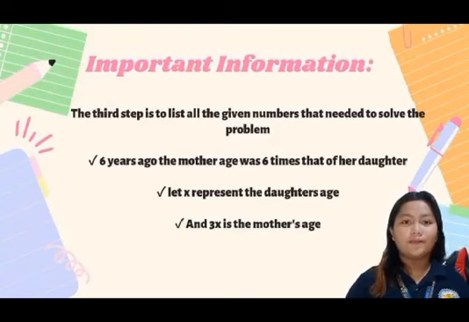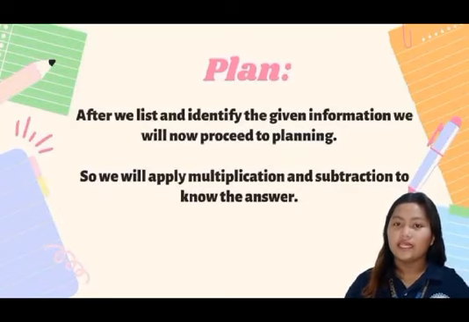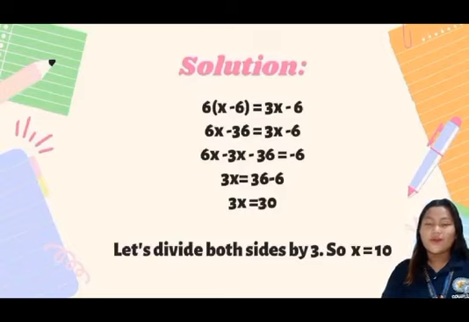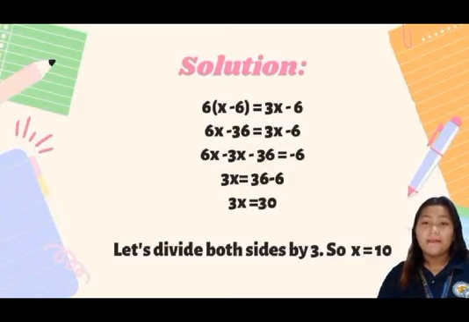So, let's move on to plan. After we list and identify the given information, we will now proceed to planning. So, we will apply multiplication and subtraction to know the answer. So, here is the solution. 6 times the quantity of x minus 6 is equal to 3x minus 6.